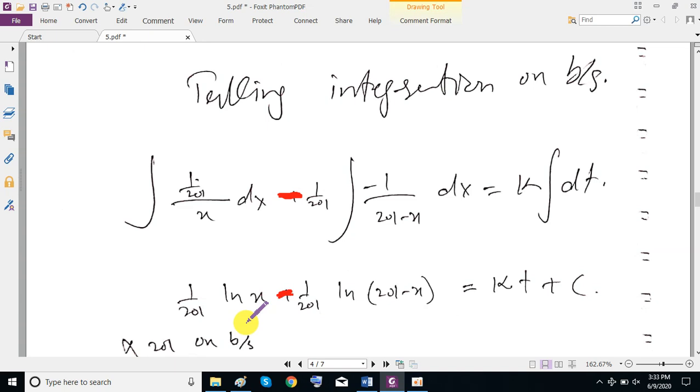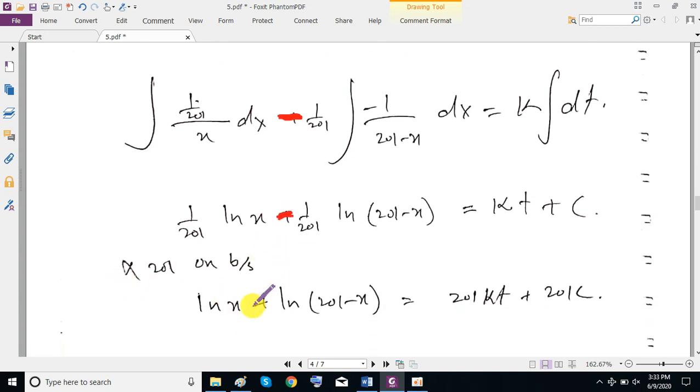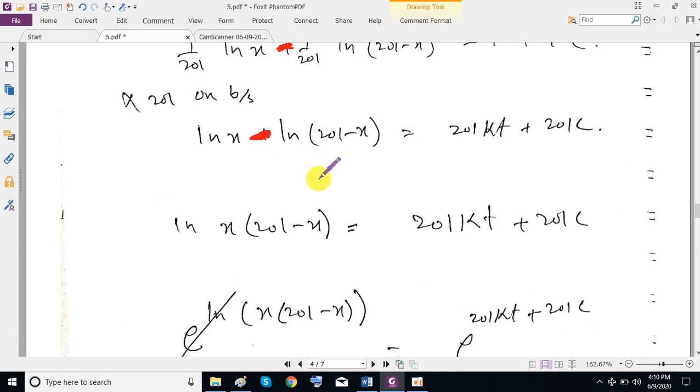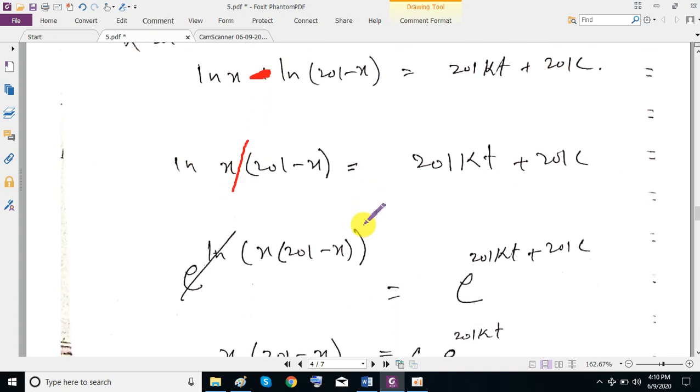Then we multiplied 201 on both sides, so we get this one. OK students, so this log x minus log (201 minus x) is equal to 201kt plus 201c. It is minus, so then it becomes division, so please correct this division as well: x divided by (201 minus x) is equal to 201kt plus 201c.